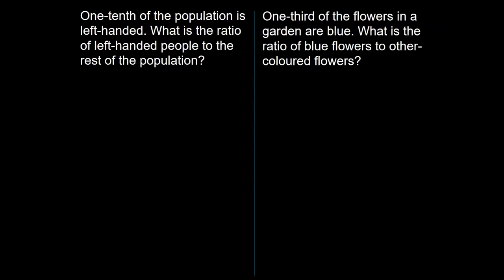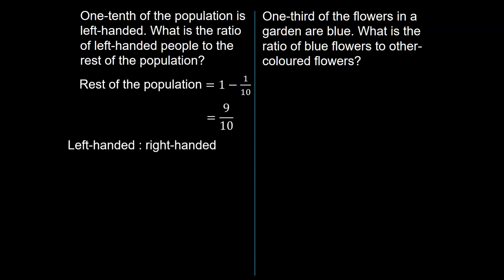Okay, let's look at another example. So we're going to look at this one first. 1/10 of the population is left-handed. What's the ratio of left-handed people to the rest of the population? So the rest of the population, the total population is 1. Subtract the 1/10 of left-handed people. That gives me 9/10. The ratio of left-handed people to right-handed people, so we've got 1/10 of the population to 9/10 of the population. I don't like having fractions in my ratio, so to get rid of the fractions I can multiply both parts by 10, and so that gives me a ratio of 1 to 9.